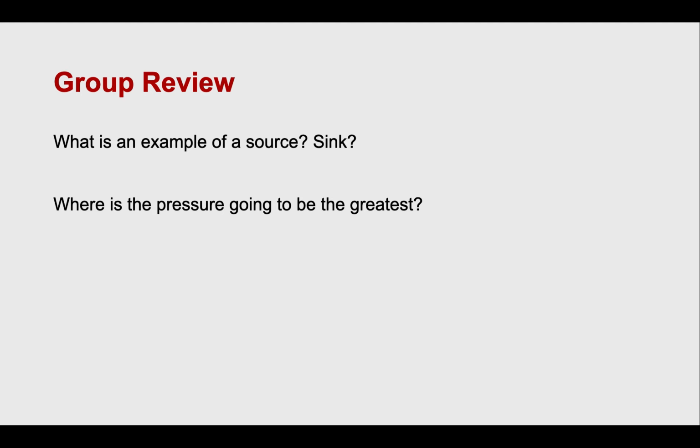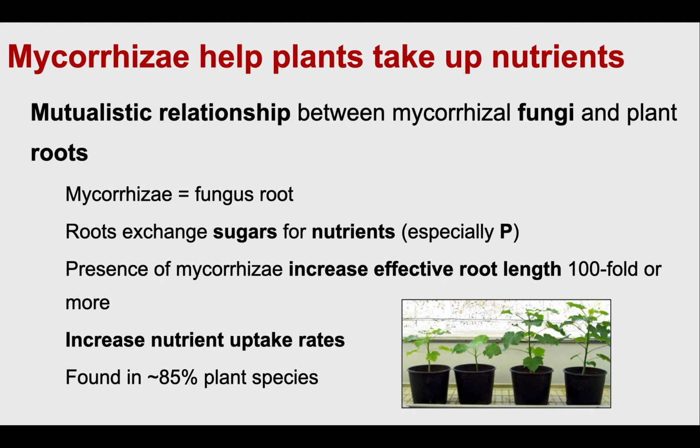What might be another sink? Growing meristems, yeah, places that are actively growing. And roots, yeah, I heard roots. Roots would be a good example of a sink, especially if they're storing different nutrients or storing sugars in their roots. Yeah, definitely. Any questions so far? All right. I believe I just have this last section here.